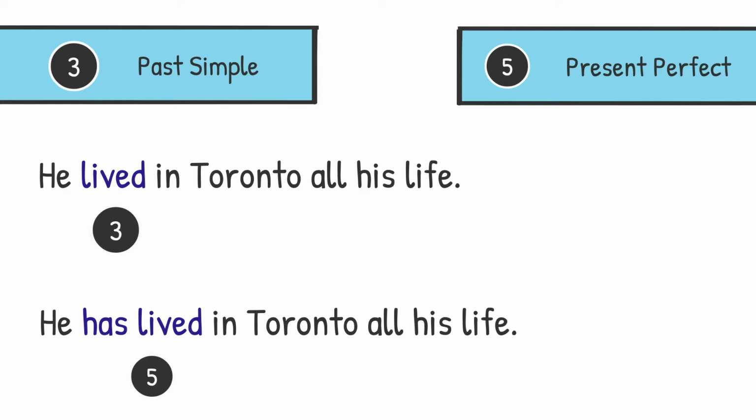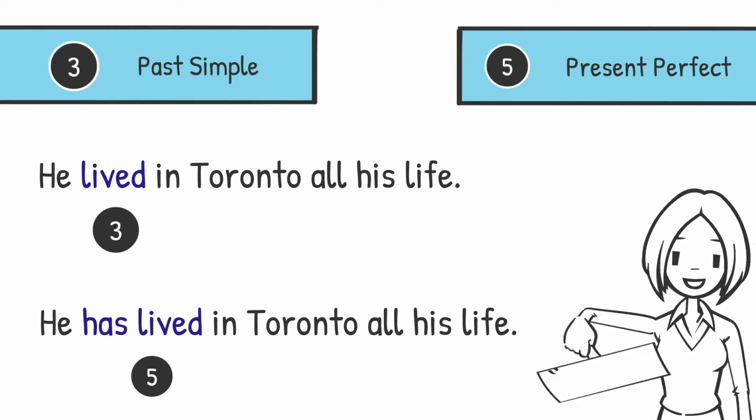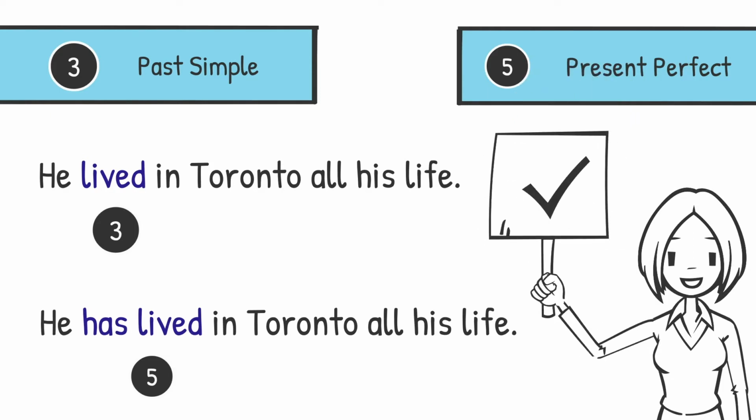Okay, so for those of you who looked at the first sentence and decided that the person is dead, you're correct. In the first sentence we used the past simple because this person lived in Toronto all his life and probably died in Toronto. The action is finished.